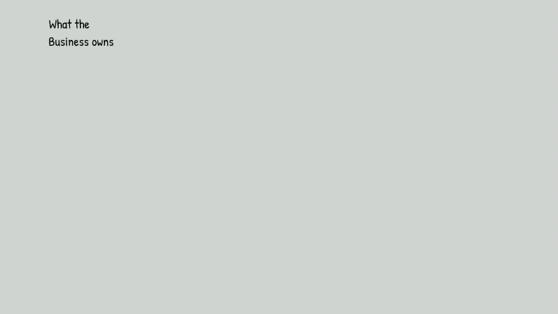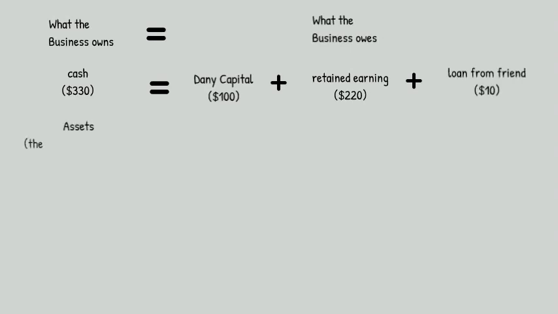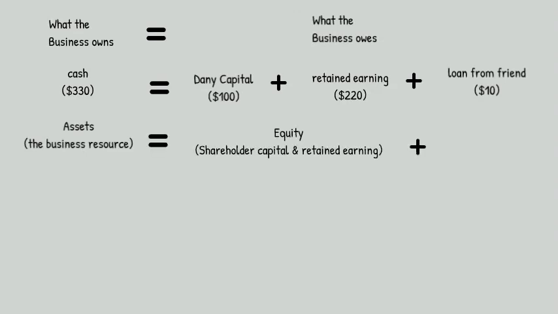And when we revisit our accounting equation formula, we can see the same elements showing. Cash of 330 is equal to Dany's capital 100 and retained earnings of 220 plus loan from friend 10. Our total assets, or business resources, are equal to our total equity plus liabilities, which is the money owed to a third party. And of course, both sides are equal to each other, no matter which transaction took place.